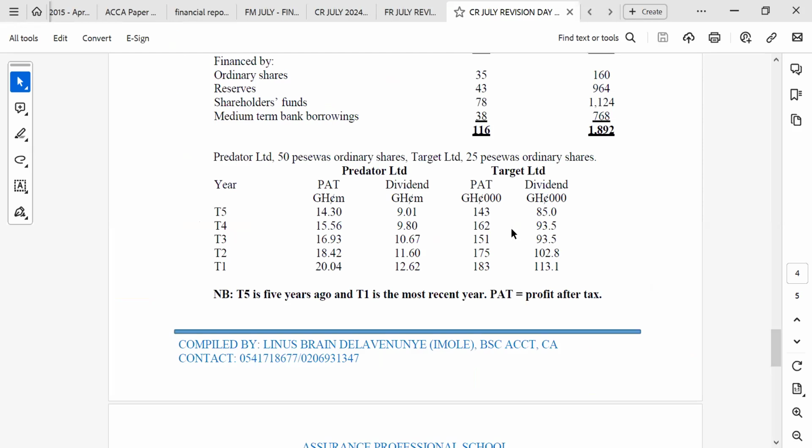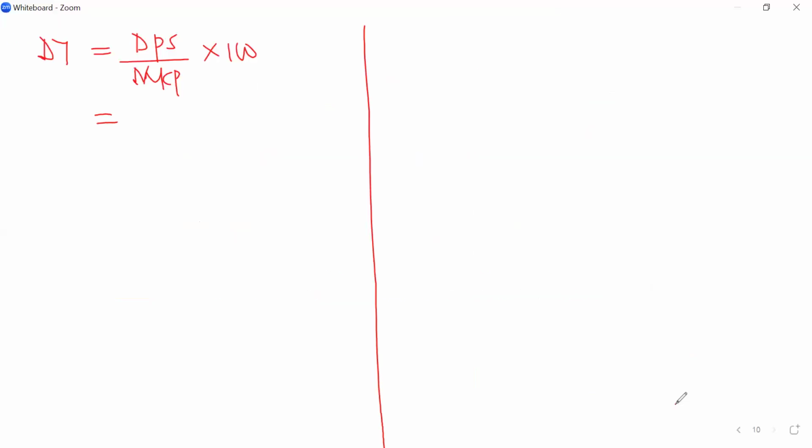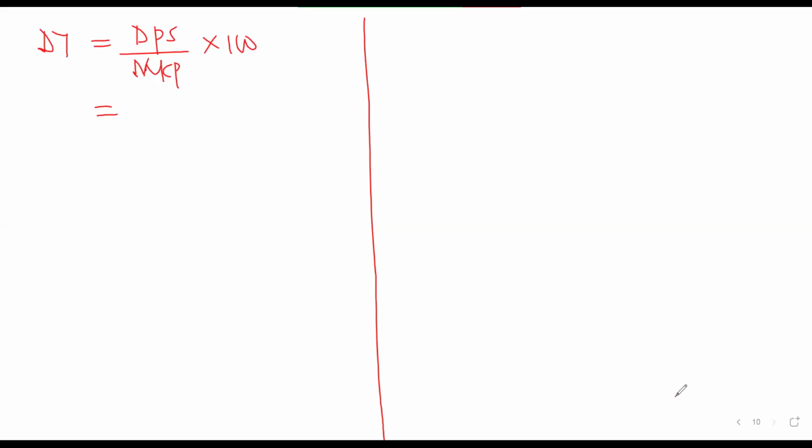Their dividend is 12.62. Okay, so we can use the dividend per share. Their dividend per share will be equal to 12.62 divided by the number of shares, which is 70 million. So what will be the dividend per share? 1262 divided by 70, getting 0.18. Okay, 0.18. So we can now use that to find the dividend yield for them.